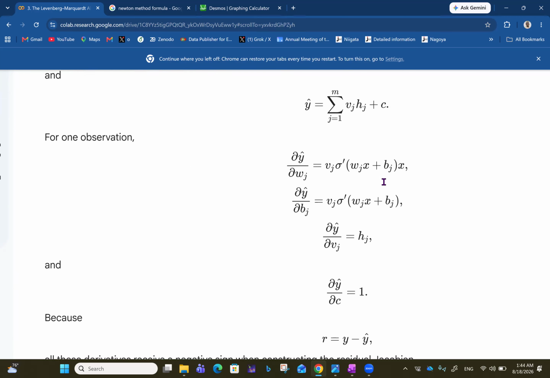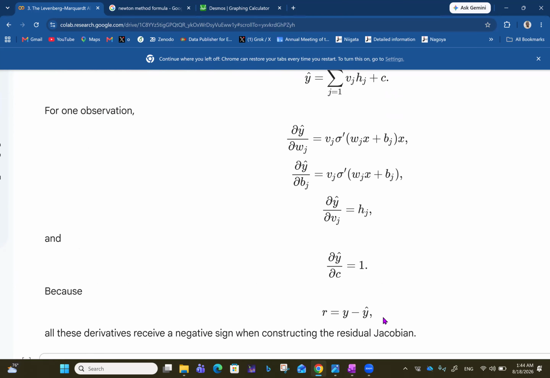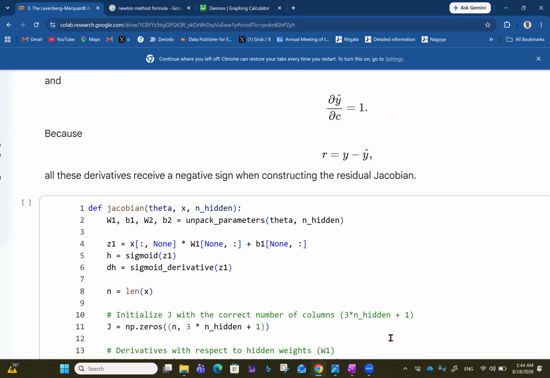And then we can have dy cap dc. Dy cap dc just gives us 1. And then the residual is r equals y minus y cap. So that way we can set up the Jacobian. All these derivatives receive a negative sign when constructing the residual Jacobian.